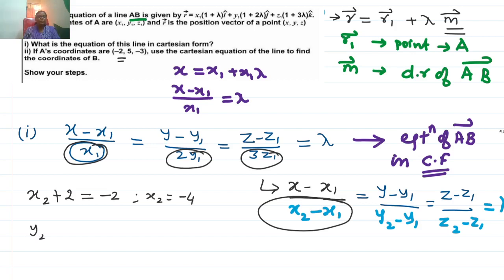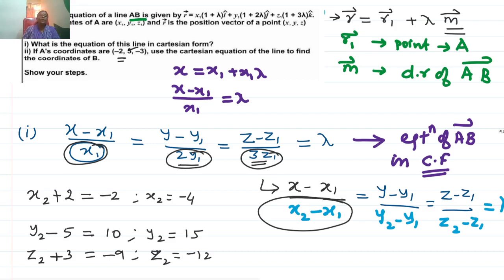Similarly y2 minus y1, now what is y1? y1 is 5. And y2 minus y1 here is 2 times y1, that is 10. That gives us y2. The last one is z2 minus of 3 plus 3, that is equal to 3 times z1, that is minus of 9. And that gives us the value of z2 as minus 12.